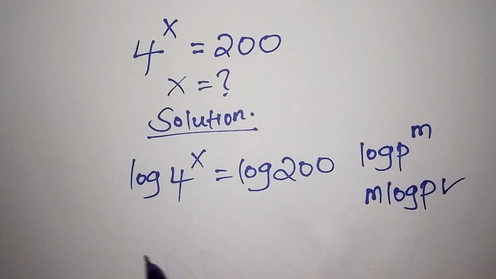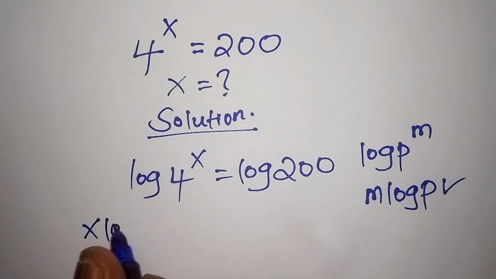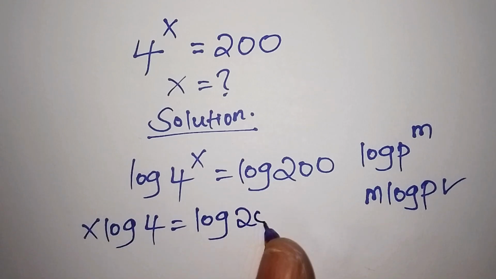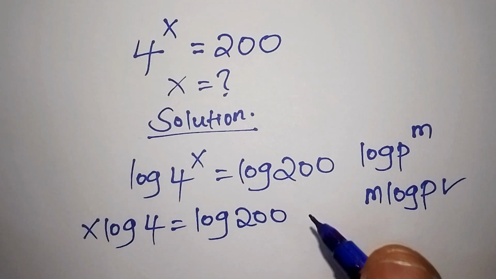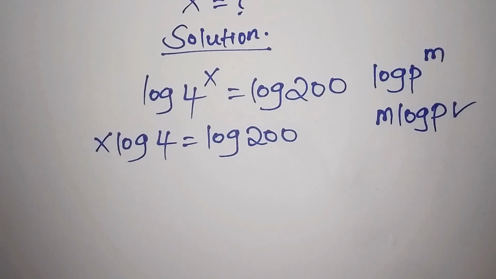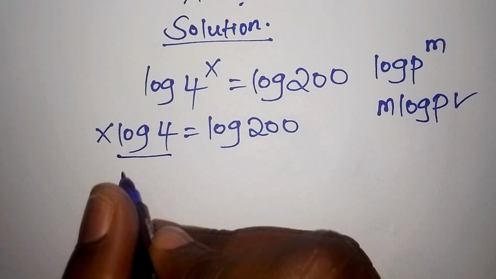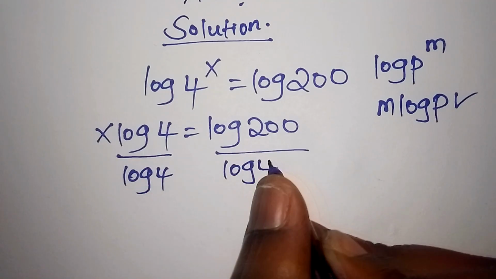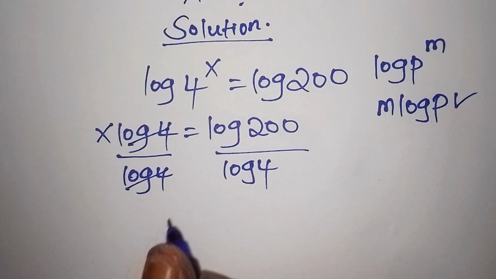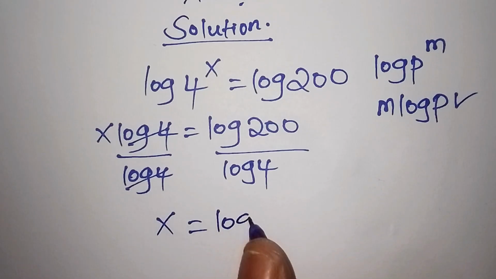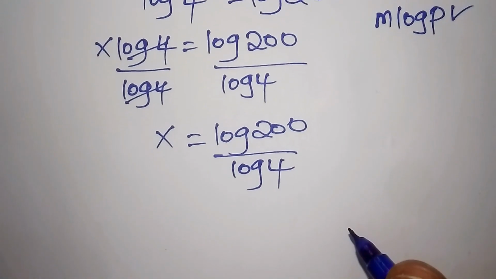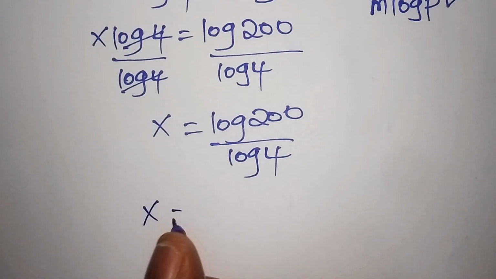So in that case we shall have x times the log of 4 is equal to the log of 200. We now divide both sides by the log of 4. Log 4 and log 4 cancel, so that x is equal to the log of 200 all over the log of 4.